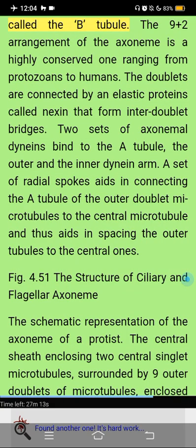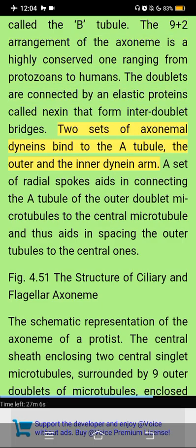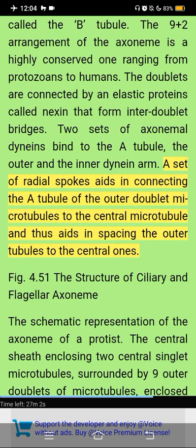Called the B-tubule. The 9+2 arrangement of the axoneme is a highly conserved one ranging from protozoans to humans. The doublets are connected by inelastic proteins called nexin that form interdoublet bridges. Two sets of axonal dyneins bind to the A-tubule, the outer and the inner dynein arm. A set of radial spokes aids in connecting the A-tubule of the outer doublet microtubules to the central microtubule and thus aids in spacing the outer tubules to the central ones.